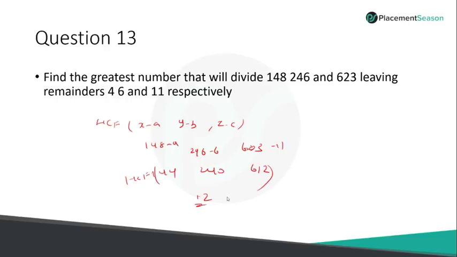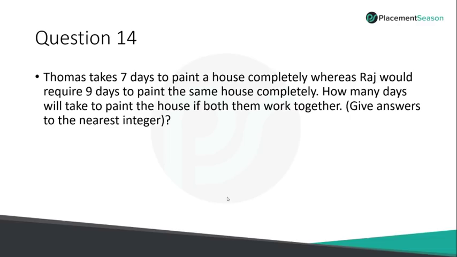So it's a very easy problem, X minus A, when you have different remainders. So when you divide 148 by 12, the remainder is 4. Again 246 by 12, it is 6. Again 623 by 12, the remainder is 11. So this is the basic idea.